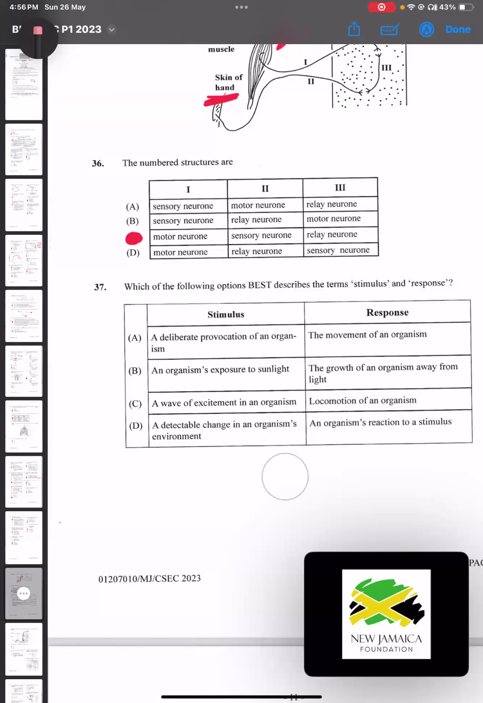So we're gonna go with B, because a stimulus is any change in the environment, and it's a change that you can detect in your body. And then your response is the reaction that you give. So number 37 is D.